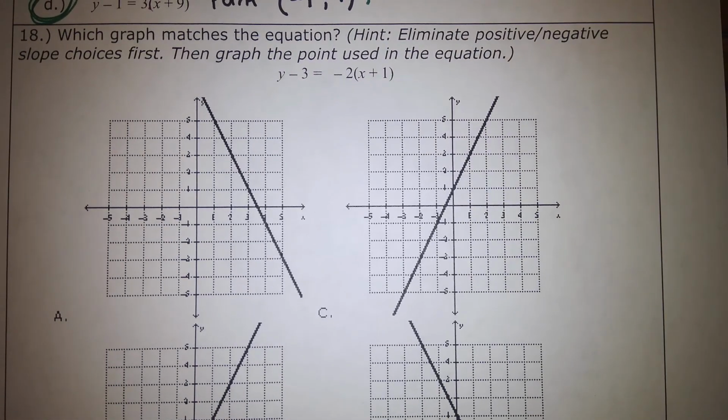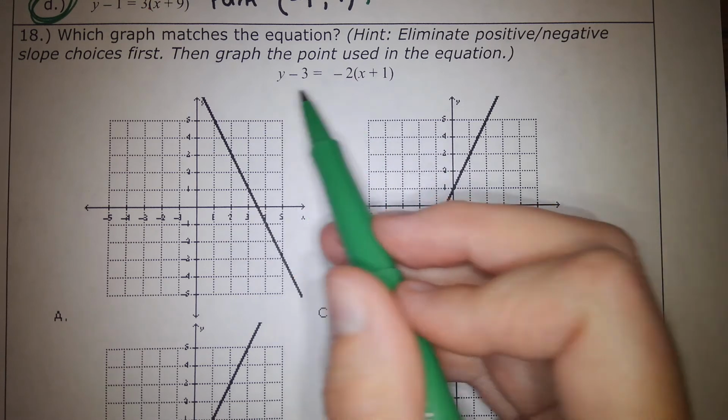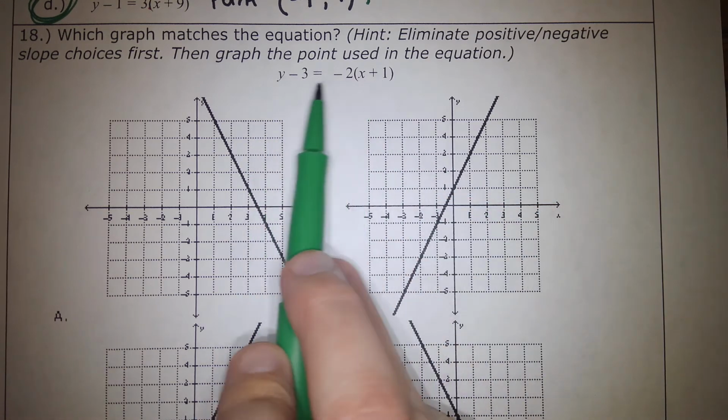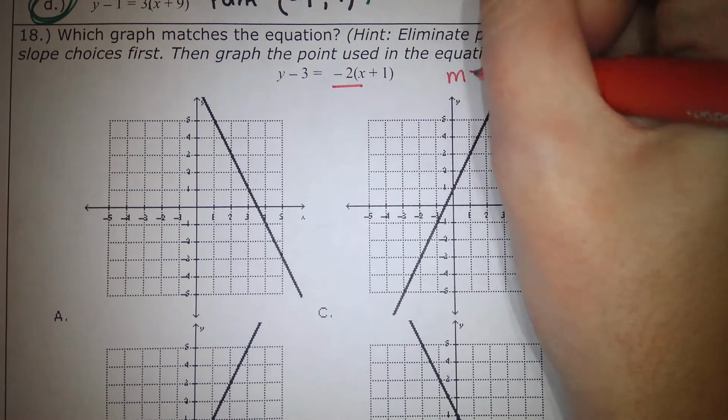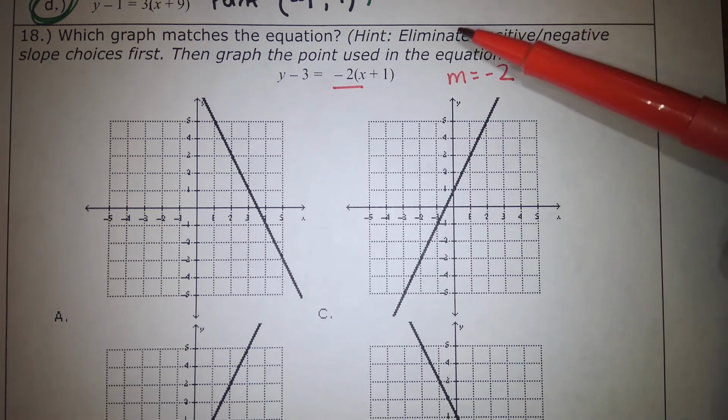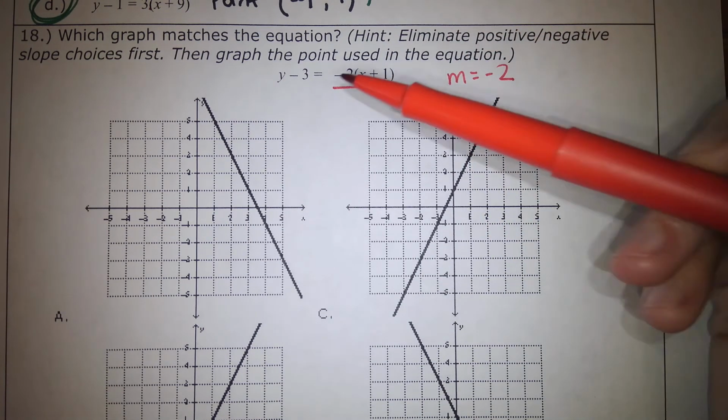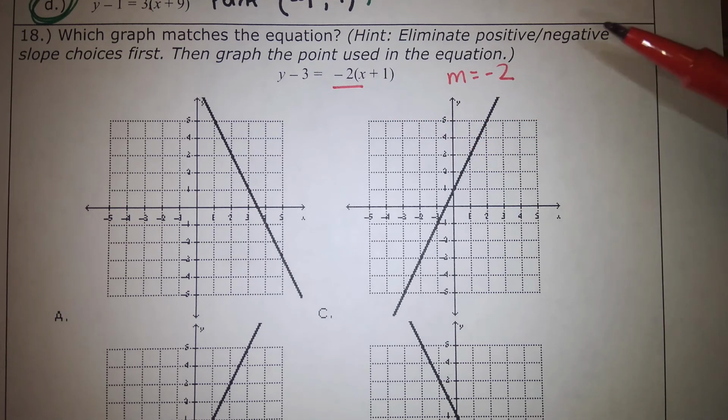All right, now last question. Which graph matches this equation? Okay, so what we're going to do is we're going to see, ooh, this is in point-slope form, and we see that our slope in this case is equal to -2, and it gives you a hint. It says eliminate the positive and negative slope choices first. All right, so let's see here.